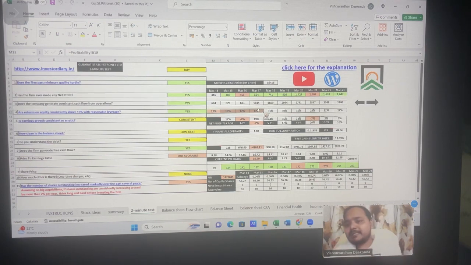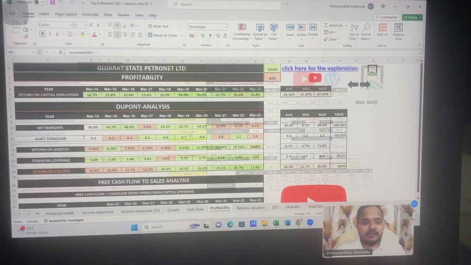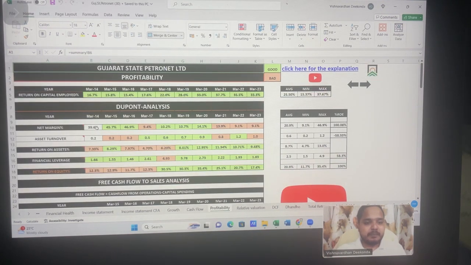In the profitability analysis, you will understand that when they changed that business model, it helped the company generate high return on equity. For the first 4 years, return on equity was only 12 or 13%, but then there was a change in the business model. Here you can see, previously it was a high margin business.